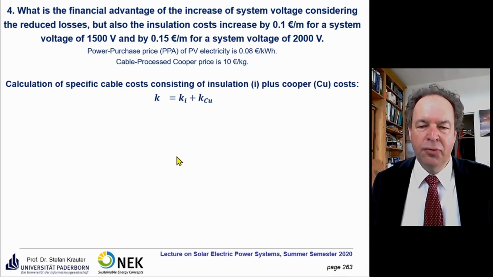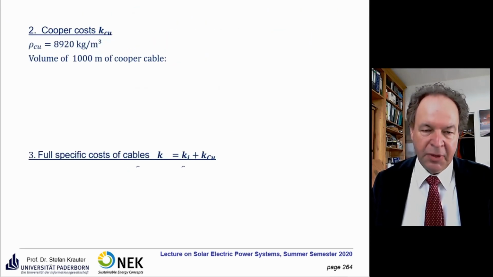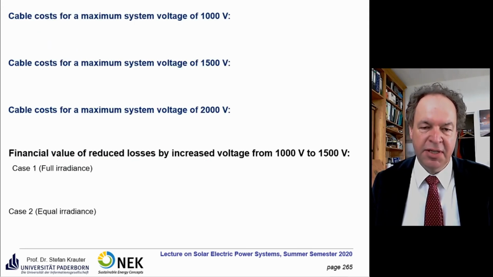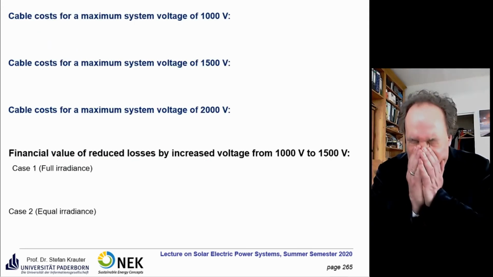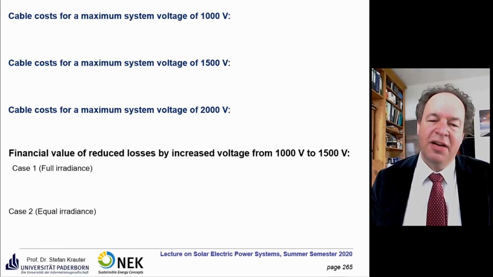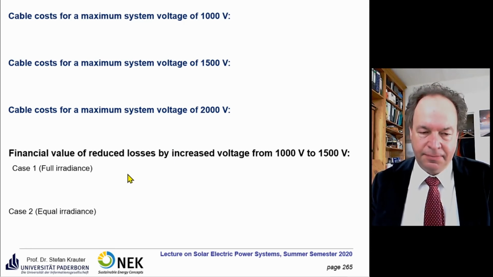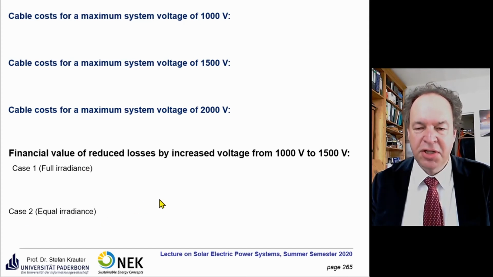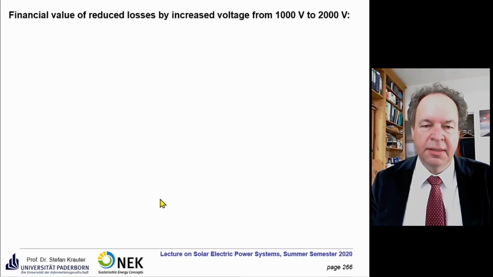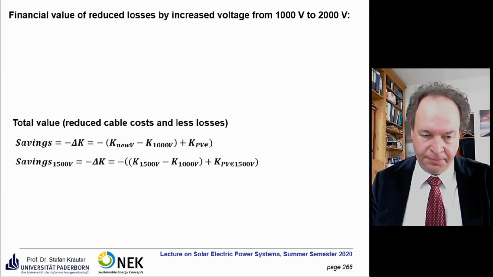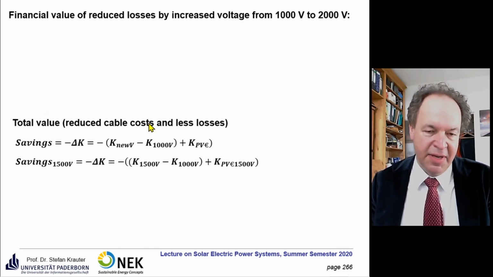And then you do the cost calculation, so the total cost of your cable is the insulation costs plus the copper costs, and calculate the volume and the costs and so on, and the full specific costs, and then you calculate, sorry, for the different voltage levels, and then for the different irradiance, full irradiance for a short time, or equal irradiance during 12 hours each day. And then you do the financial side and calculate all that, and then you should present the saving, if there are any. Maybe it's even more expensive, there are no savings at all.